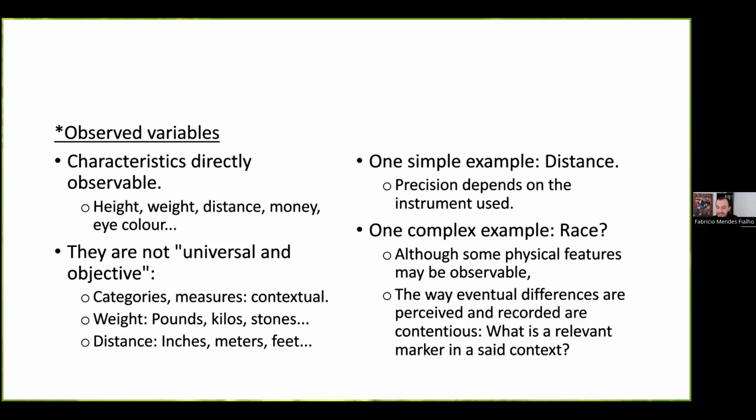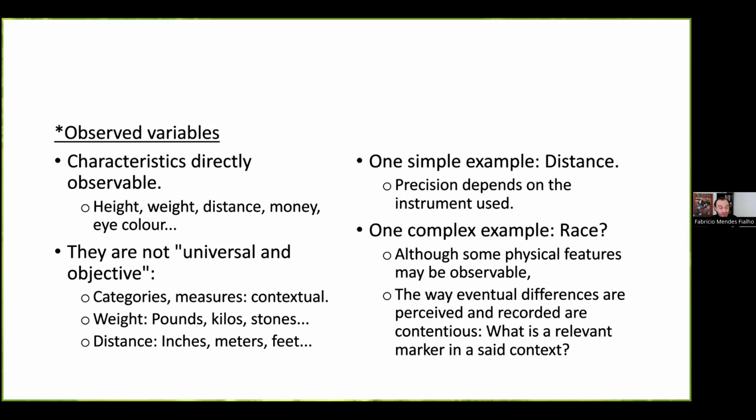But let me now give you one example, a very simple example, to use the idea of an observed variable. Distance, right? Distance is the space between two objects or two points, that we can measure using rulers, scales, in meters, in feet, etc. And the precision of this measurement will vary depending on the quality and the precision of the instrument we use, right? But we can use certain instruments to measure distance more directly, right? Then we can measure other things.